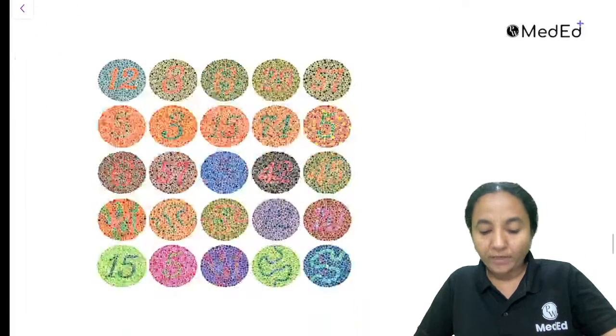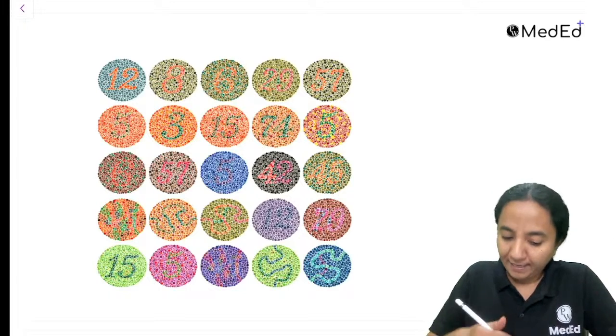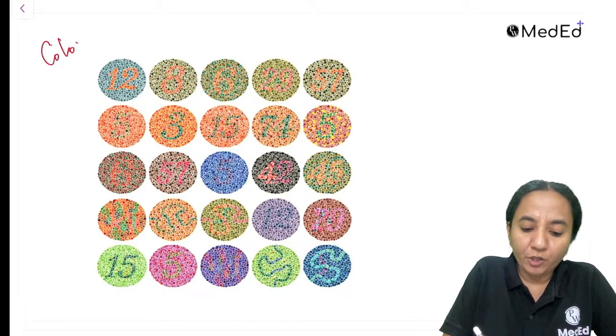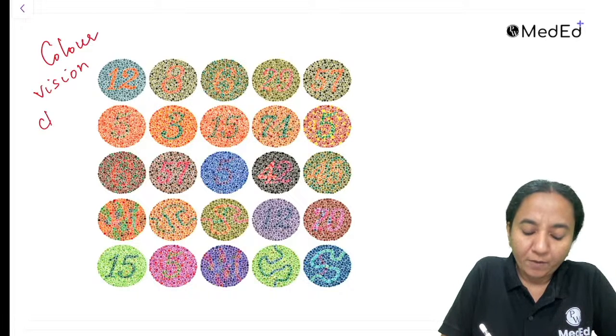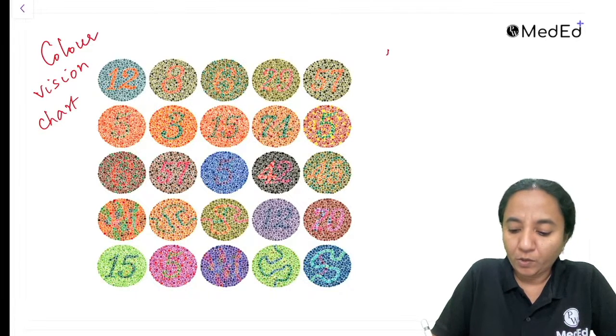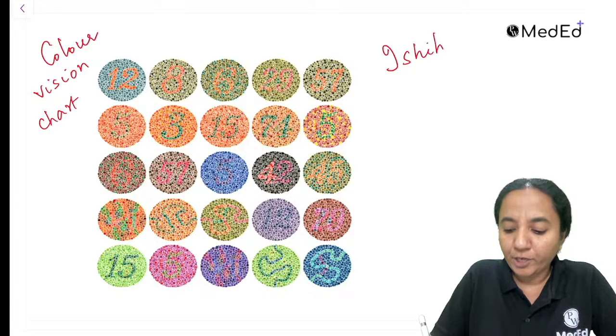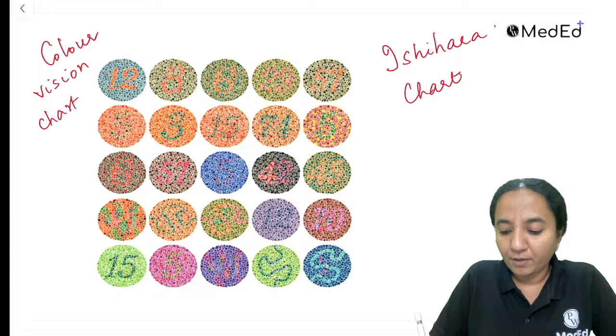Next, have a look at this chart. This I think everybody knows. This is the color vision chart. What is the name of this chart? This chart is called as Ishihara chart. The color vision chart or the Ishihara chart.